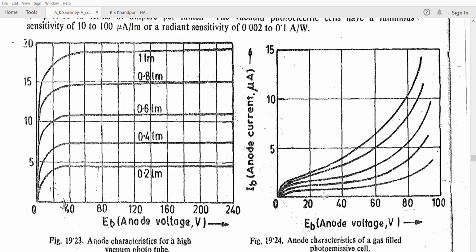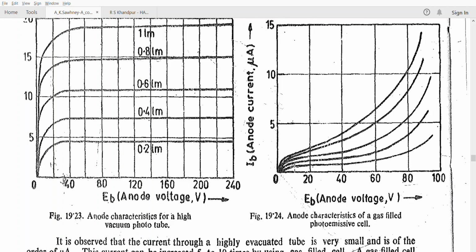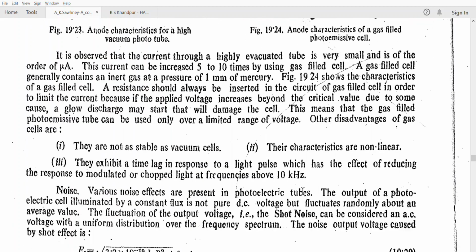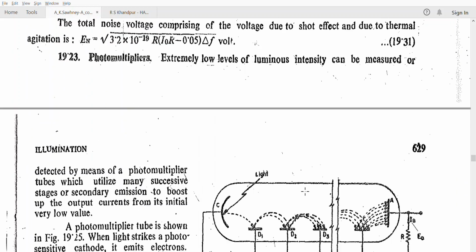So how do you write the photo sensitivity? In the characteristics, in the increasing part, you draw the slope. The slope here is dy by dx, that is the output anode current by the anode voltage. Here also the slope is output current by output voltage. So the output current by the input anode voltage will tell you about the gas filled characteristics.